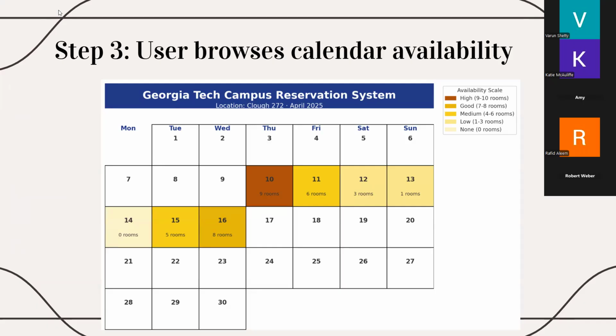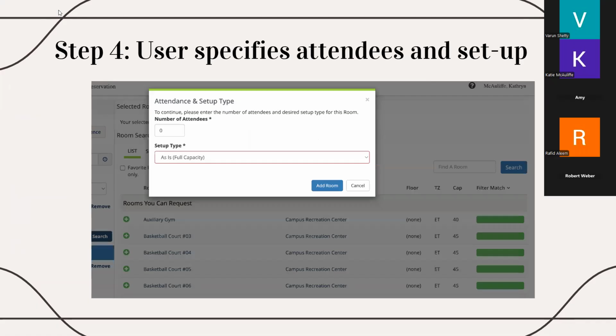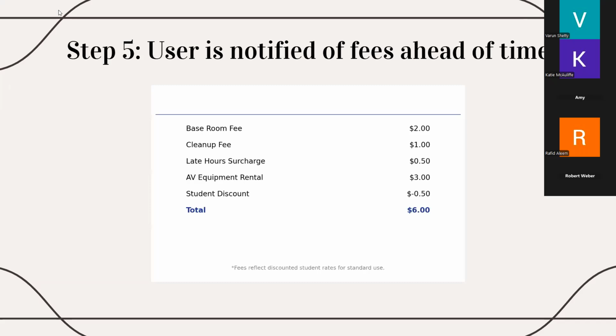And then moving on to step four, after they've chosen their room, they can specify attendees, set up things like AV and things that might lead to fees. And if there are fees that are incurred, the system calculates it and notifies them of the fees ahead of time, and they only have to pay when they use the room.